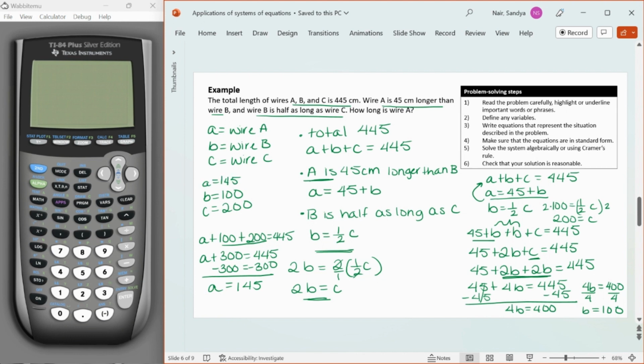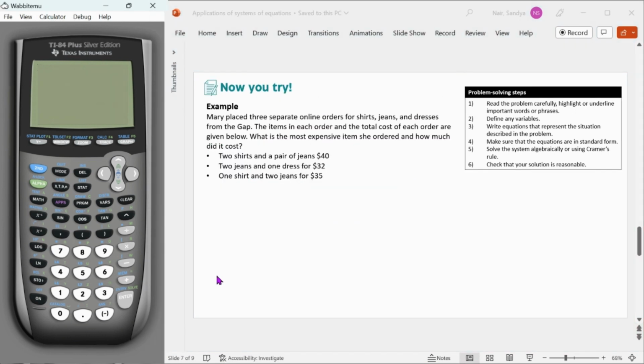And since we're talking about a real life problem, remember we have units. So these are all going to be centimeters. And also these are reasonable lengths, right? It does make sense to have a wire that's 145, 100, or 200 centimeters long. Okay, so that is how you solve this system of equations. So now you can go ahead and pause the video and try doing this example on your own.